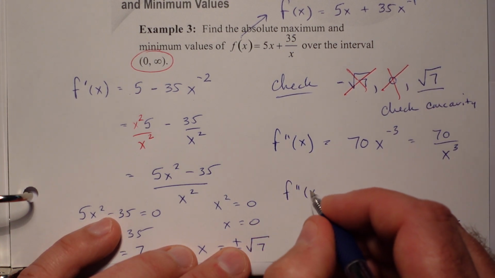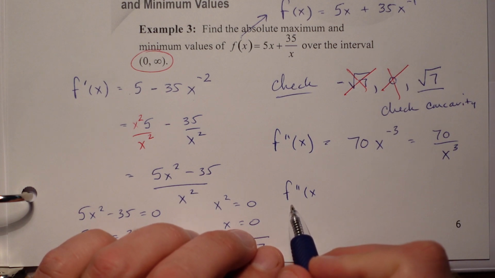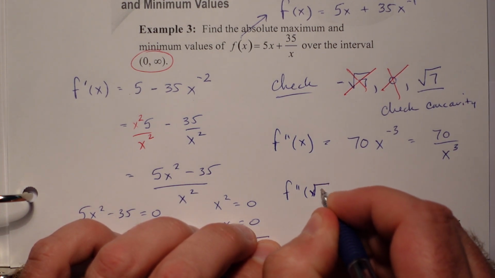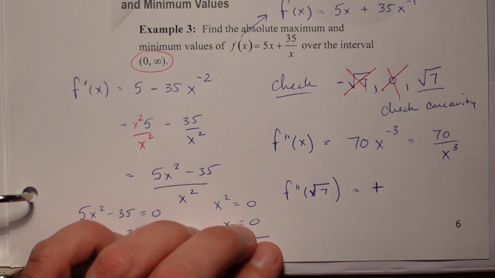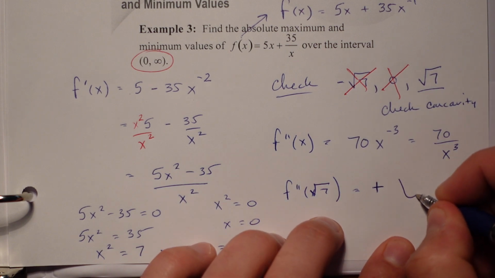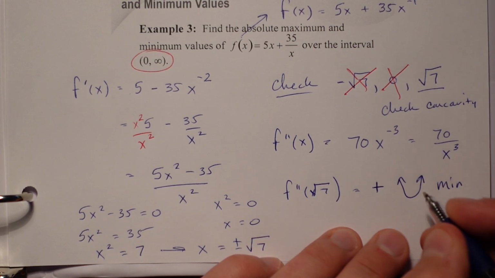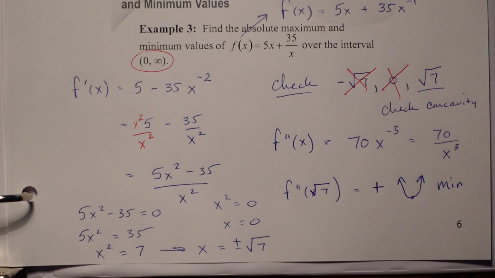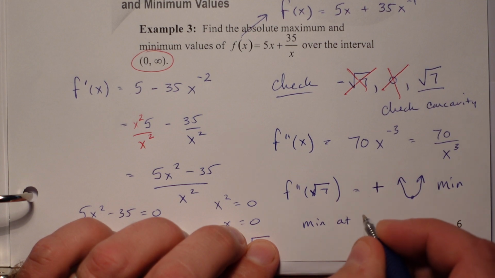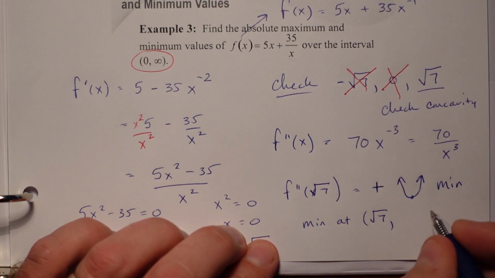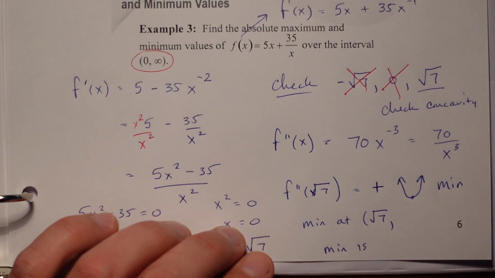Now notice, if I take this critical value, which is positive, and I plug it into that second derivative, I wanted to write this as f double prime of the square root of 7. Well, if I plug a positive square root of 7 in here, I'm getting a positive result. That means the function is concave up at that location, which means we're dealing with a minimum value. So we're going to have a minimum at square root of 7 and then we need to find the y value, and that y value will be the actual minimum.